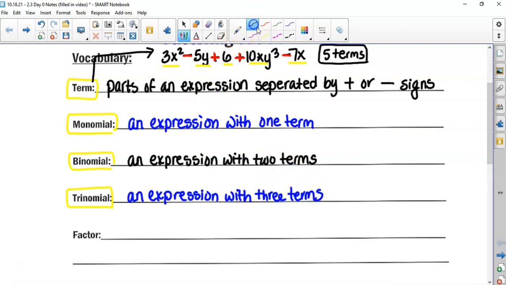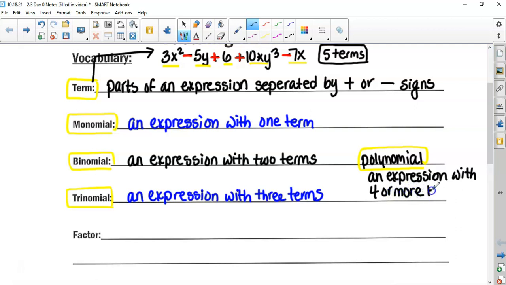And then over here off to the side, let's define a polynomial. A polynomial is an expression with four or more terms. So we really only have names for 1, 2, or 3 terms. Past 3 terms, they are grouped into this general vocabulary word of a polynomial.